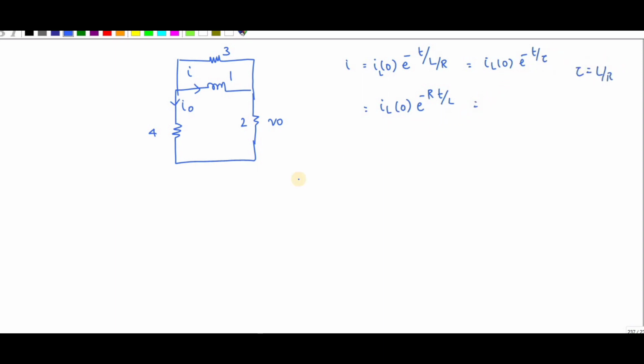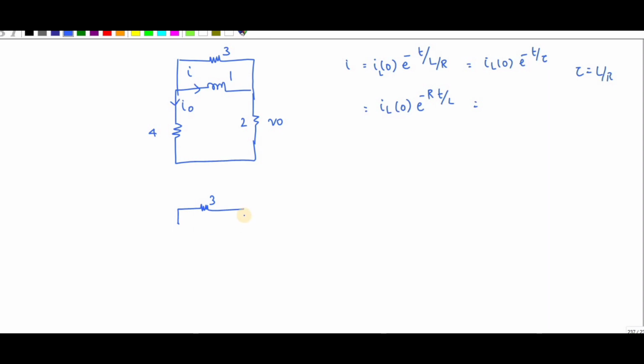Here, I am going to find the current at this point. At this point you can see these two resistors are in series. If these two resistors are in series, I can redraw the 3.